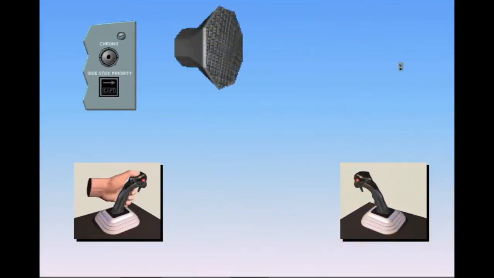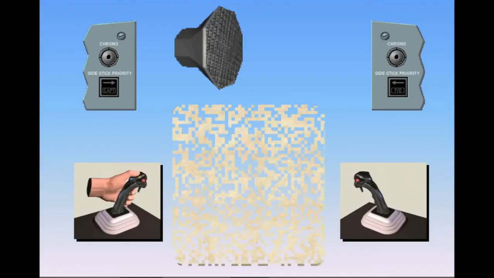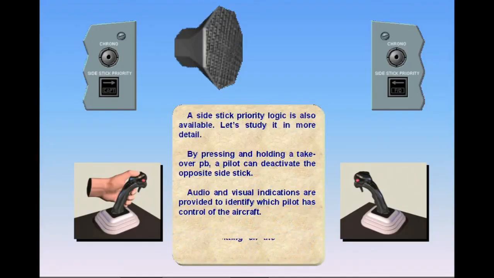A side stick priority logic is also available. Let's study it in more detail. By pressing and holding a takeover push button, a pilot can deactivate the opposite side stick. Audio and visual indications are provided to identify which pilot has control of the aircraft. You are sitting on the left. Take priority.